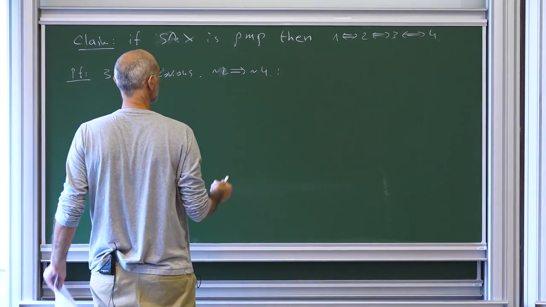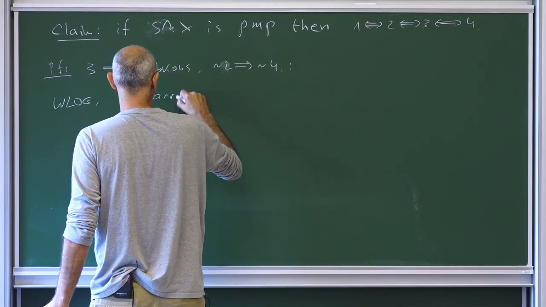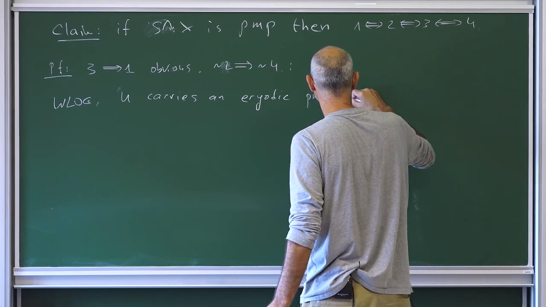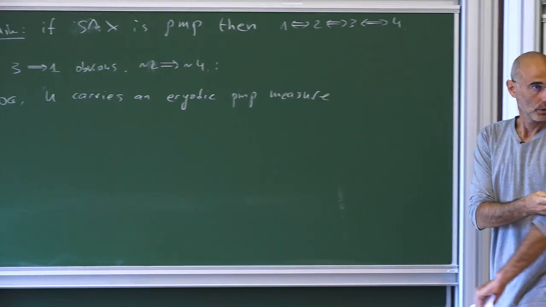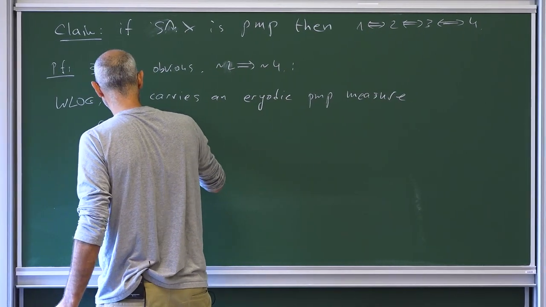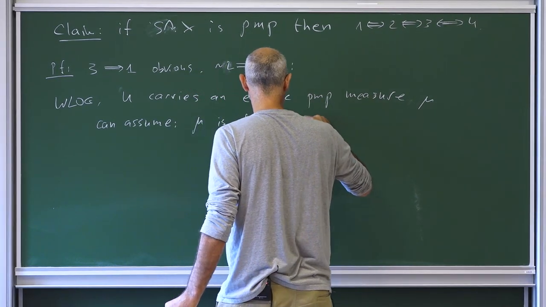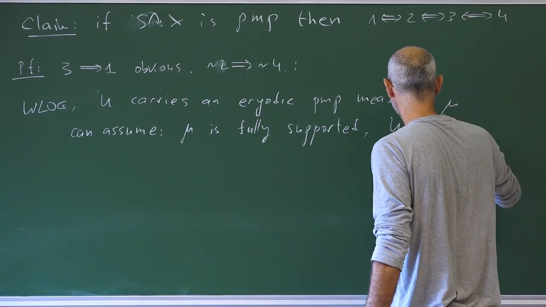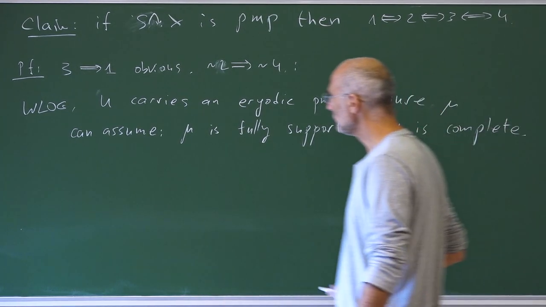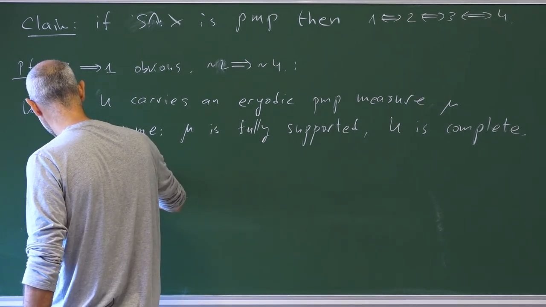Let me see. So, without loss of generality, as I said, u carries an ergodic PMP measure. Just the measure that I push from x. I can assume also, or maybe call it mu, mu is fully supported. And u is complete. I can just complete it. I'll write it as an exercise.